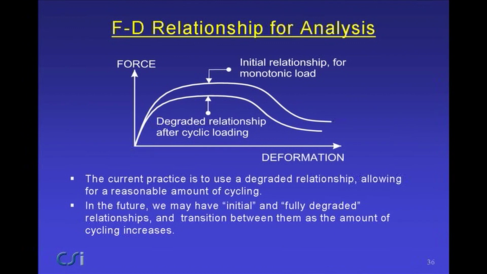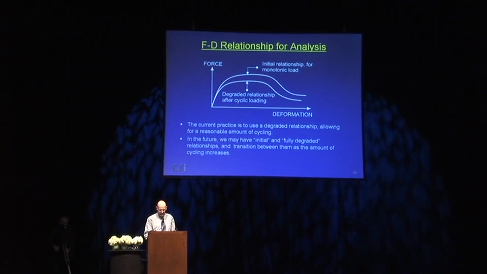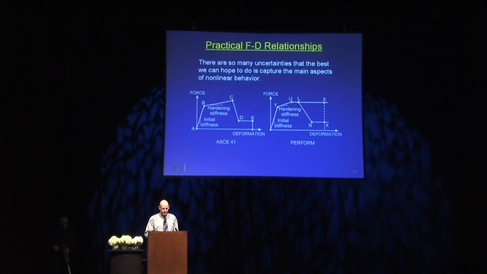So when you look at a force deformation relationship to use for analysis, it's not necessarily the monotonic loading one. It's somewhat degraded, allowing for a certain amount of cyclic behavior. In the future, I think what is going to happen is you might specify two curves, one which is monotonic and another one which is fully cycled, and you would specify both of them for analysis, and the computer program would transition from one to the other as it goes through the analysis based on the amount of cycling. But that's currently down the road a little bit.